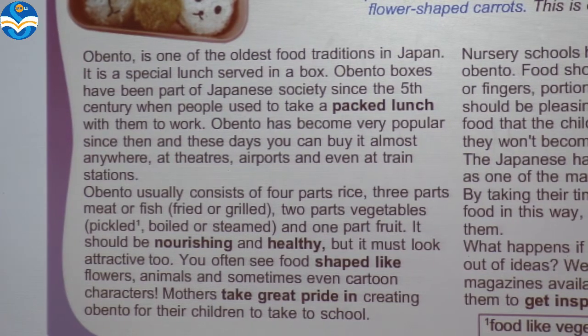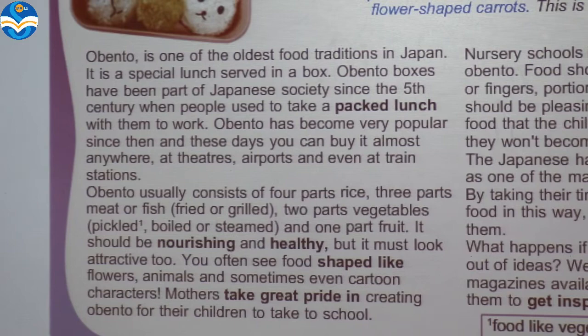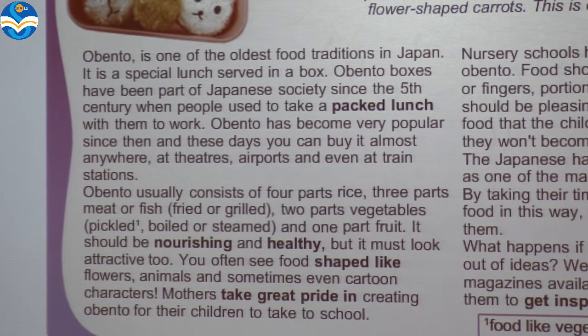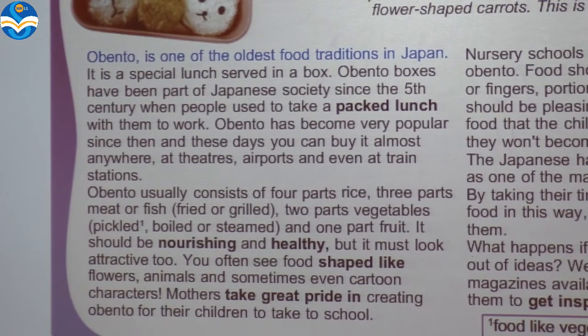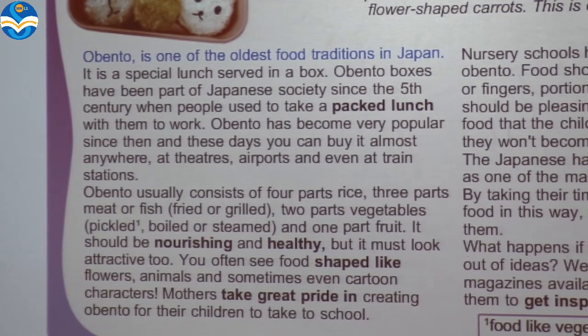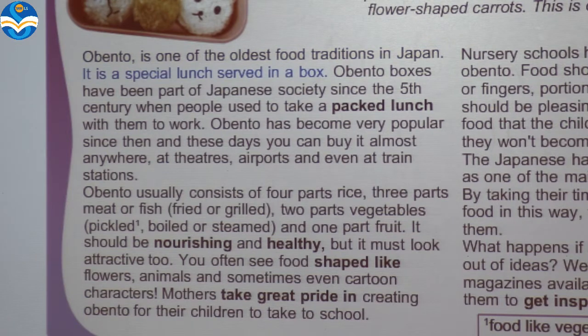To find rice-shaped black footballs, eggs that look like rabbits, or flower-shaped carrots. This is a bento. A bento is one of the oldest food traditions in Japan. It is a special lunch served in a box.